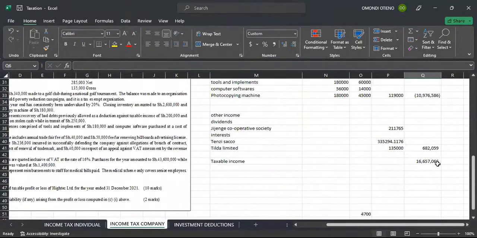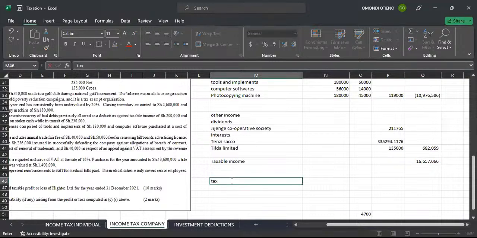So if that is a positive value, then this is what we have as the taxable income. Once you calculate taxable income for a company, it is very simple. Tax liability.